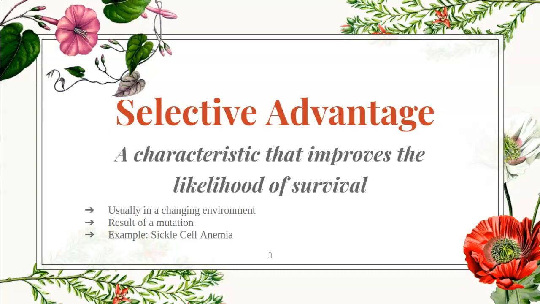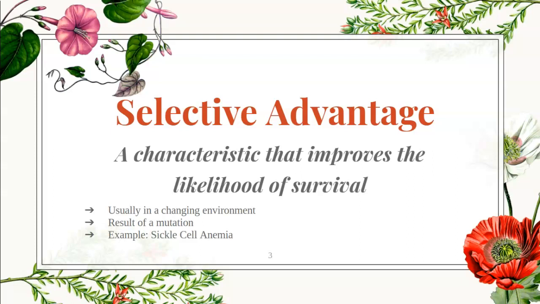So selective advantage, let's start there. What is it? It's a characteristic that improves the likelihood of survival. So what that means is when an animal, human, or any organism is born, they literally have genetics from the parents that they came from. So 50% from each parent.